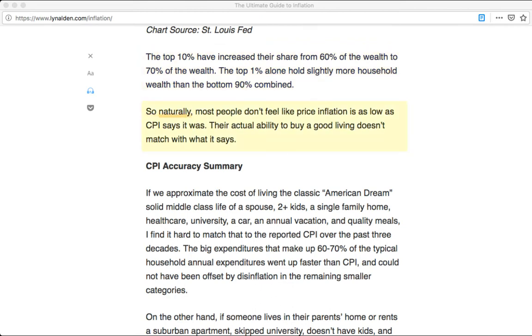So naturally, most people don't feel like price inflation is as low as CPI says it was. Their actual ability to buy a good living doesn't match with what it says. CPI accuracy summary: if we approximate the cost of living the classic American dream solid middle-class life of a spouse, 2+ kids, a single-family home, healthcare, university, a car, an annual vacation, and quality meals, I find it hard to match that to the reported CPI over the past 3 decades. The big expenditures that make up 60–70% of the typical household annual expenditures went up faster than CPI, and could not have been offset by disinflation in the remaining smaller categories.